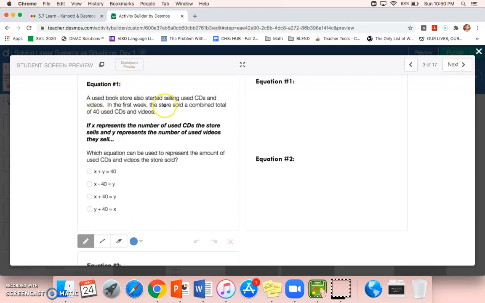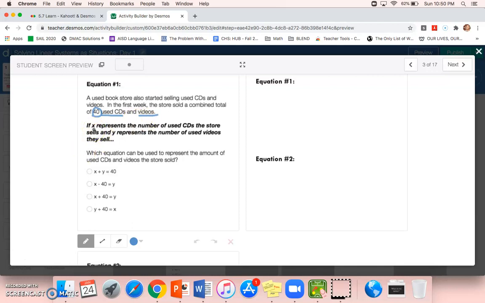It says the used bookstore has also started selling used CDs and videos. In the first week, the store sold a combined total of 40 used CDs and videos. So, first thing that pops, there's 40 used CDs and videos, right? So what is the problem about CDs and videos? There's 40 of them. Here's the key.